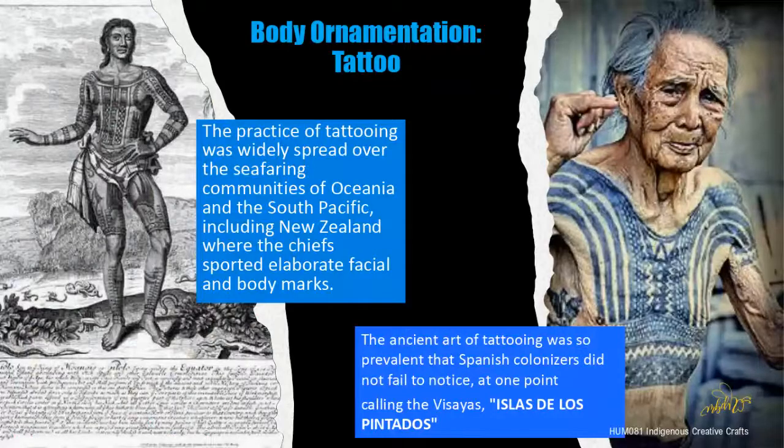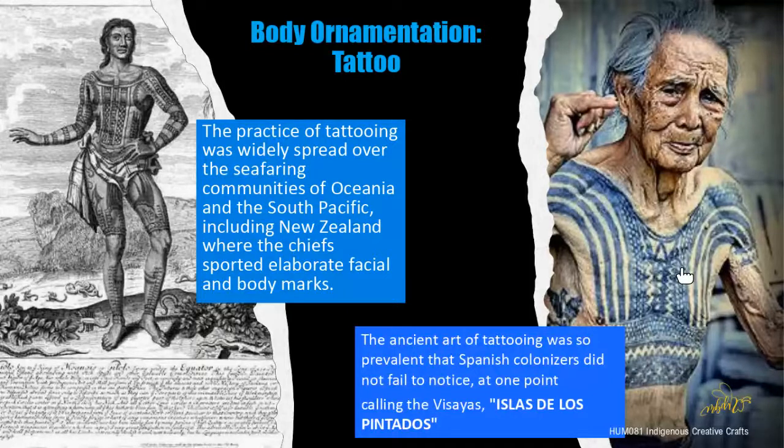Another type of body ornamentation is the tattoo. The practice of tattooing was widely spread over the seafaring communities of Oceania and the South Pacific, including New Zealand, where the chiefs sported elaborate facial and body marks. In our case, we were able to influence them as well as to the tattoo. Some would say that they influenced us, others would say that we influenced them. But what we can see is that the pattern that they have is almost the same as the pattern that our early people also sported.